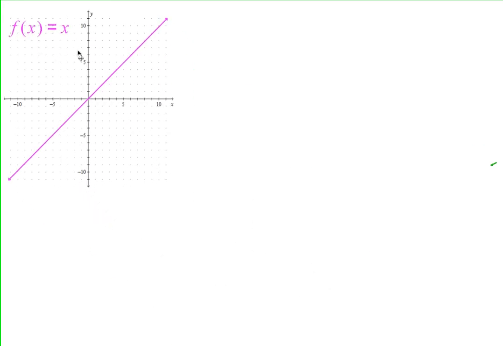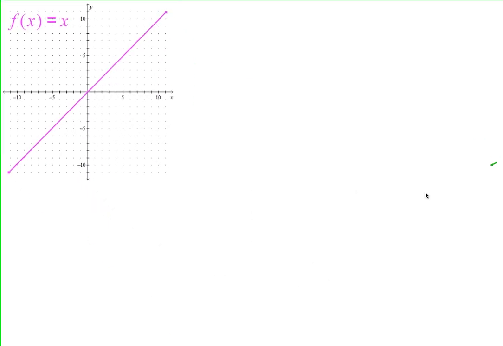All right, last thing. Hopefully kind of an easy day today. We're going to talk about parent functions, families of functions. So here is the parent of all linear functions. A linear function would be a function that you graph, and it turns out to be a line.